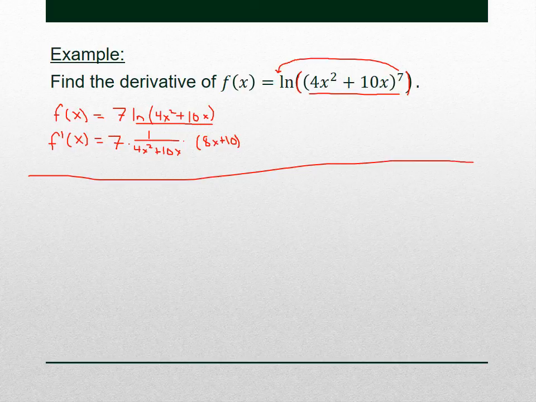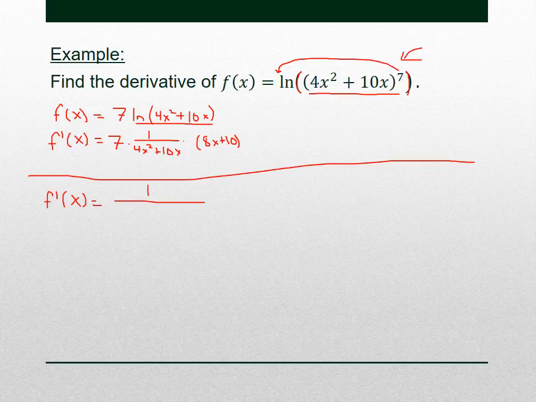Well, what if, I'm going to draw a line here separating this. What if you didn't remember this property that we used where we pulled the exponent out into the front? What would that look like? Because that's still a perfectly acceptable answer, and it's still correct. Doesn't matter which way you do this. So how do we do that?